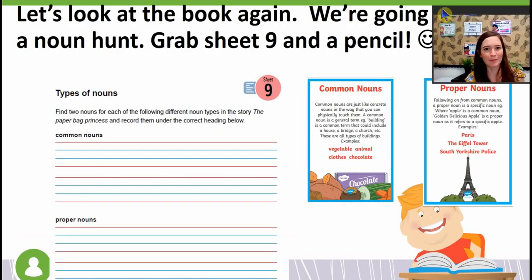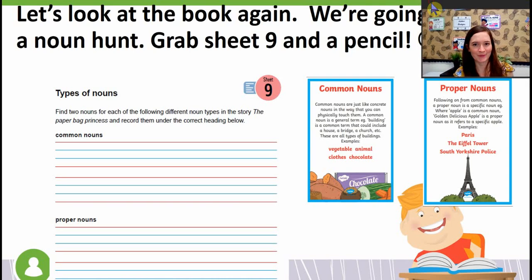Okay, so we're going back to look at the book. We're going on a noun hunt. So we're going to see if we can find those common nouns and proper nouns in the book. So you need to grab out sheet 9.